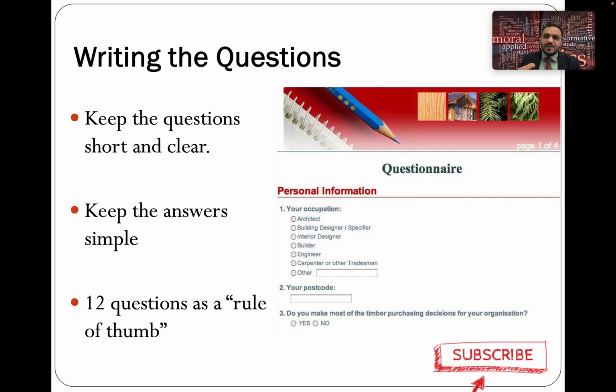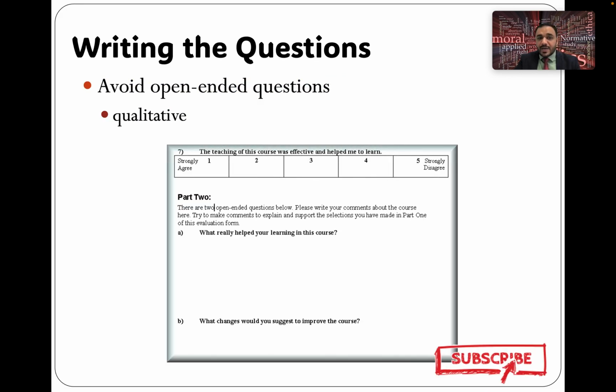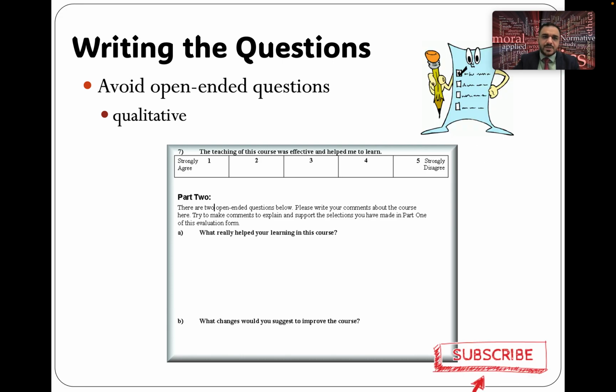Sometimes we have seen the questions are so difficult, like high-level vocabulary is being used, so people are unable to understand that. 12 questions as a rule of thumb, so you can include 12 questions, 10 questions, the minimum questions you need to add to get the idea from the people. After that, avoid open-ended questions, like long questions where people have to apply some information or opinion or judgments, so avoid those questions.